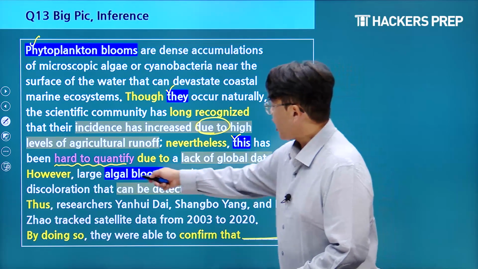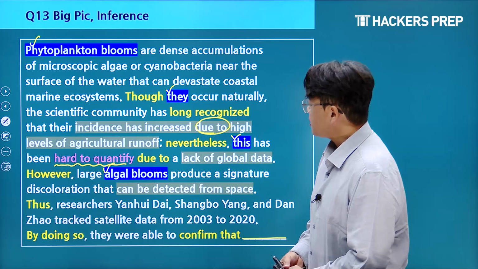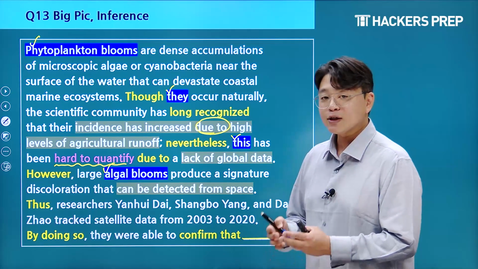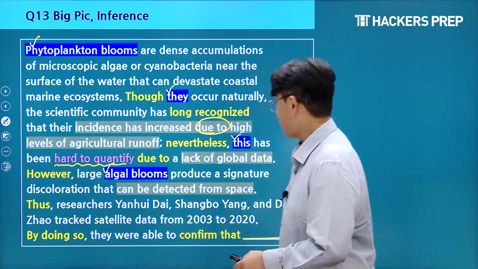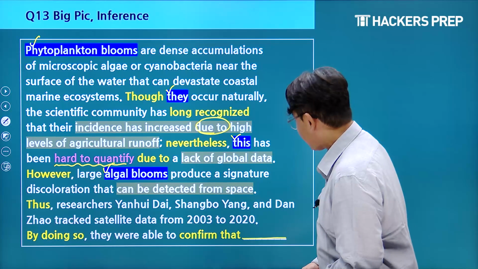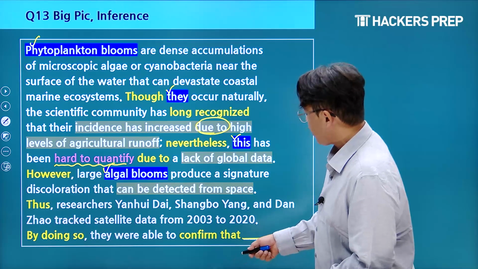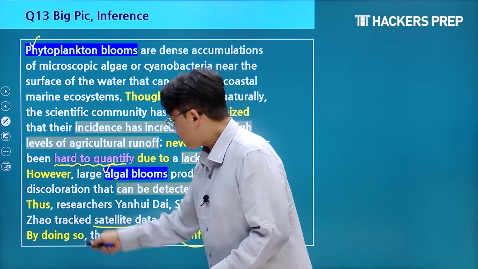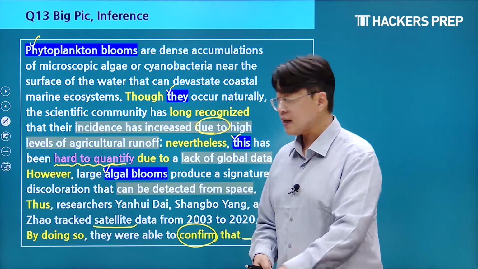However, large algal blooms, okay, topic appearing once more, produce a signature discoloration that can be detected from space. So that signals a solution, right? As long as we can get an image from outer space, we would be able to quantify, right? Thus, researchers tracked satellite data from 2003 to 2020. By doing so, they were able to confirm. Okay, so what can be confirmed by looking at a satellite image? It's already in the passage. The answer is already in the passage, right?